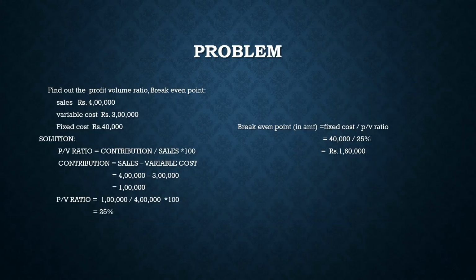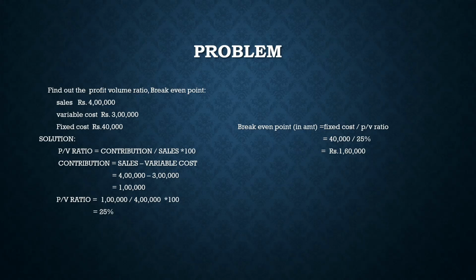Let us solve a simple problem to understand this better. So the problem is to find out the profit volume ratio and the break-even point. The given values are sales rupees 4 lakh, variable cost rupees 3 lakh, fixed cost rupees 40,000. So here they are asking for the PV ratio and the break-even point.